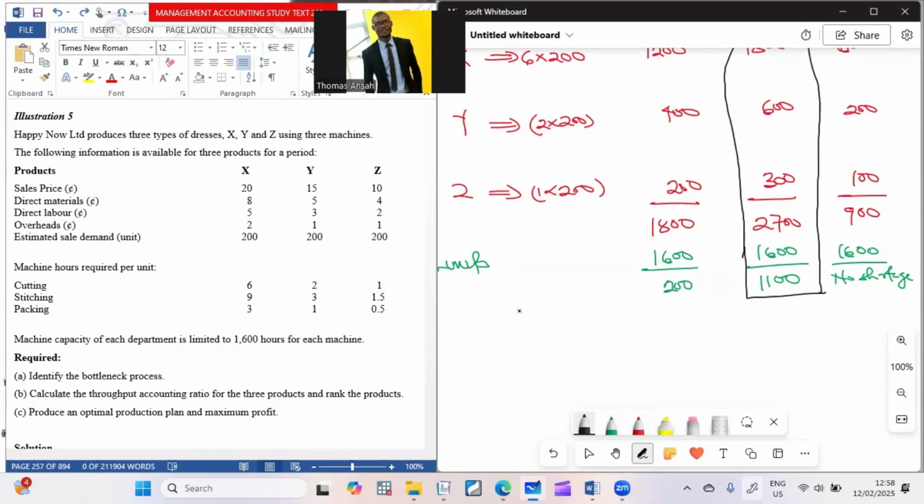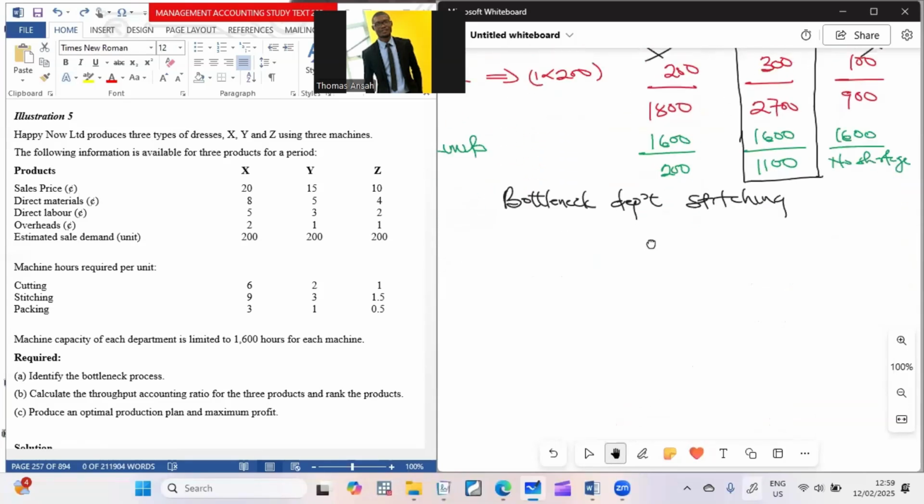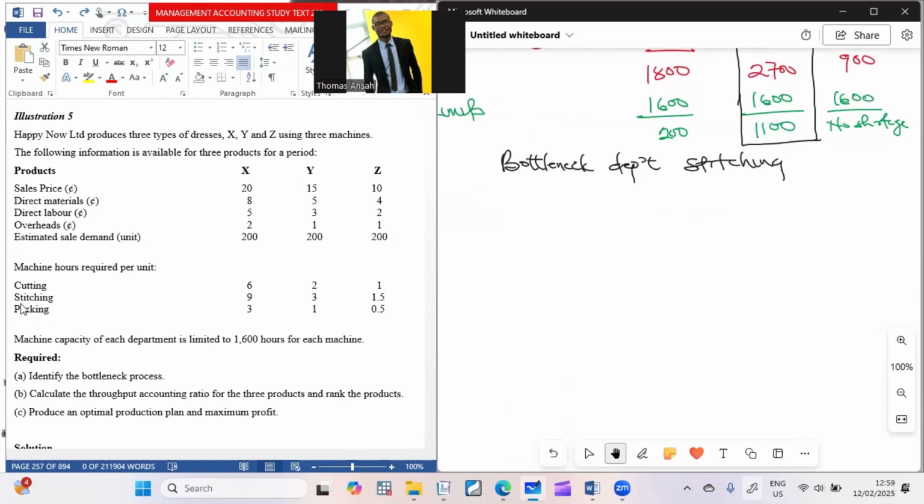All right, so that is the A part of the question. We have identified that the bottleneck department is the stitching department. And don't forget, throughput is all about maximization of a bottleneck activity. So it means that we won't look at anything concerning Y again. We won't look at anything concerning Z again. We are going to focus on only X. So we are going to focus on only this side.